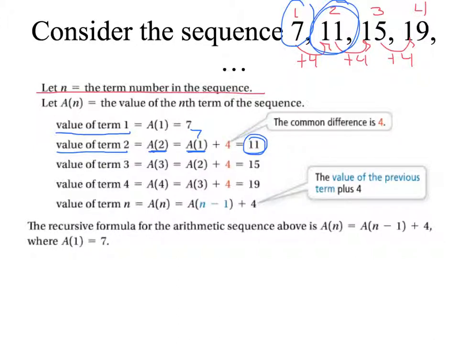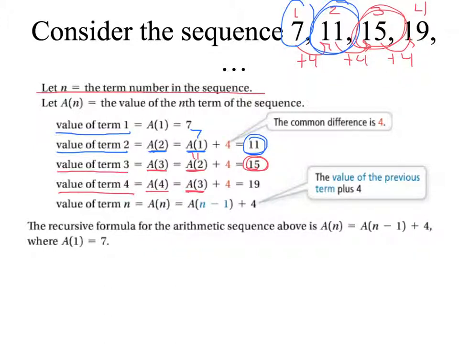Okay? The value of term 3. We know it's 15, but how we want to write it is A3 would be the value of the term before it, A2, which was 11. 11 plus 4 was 15. So recursive means you need to know the number before in order to get the next number. So to get the value of term 4, A4, we need to know A3, which was 15, and we add on 4 and we get 19.